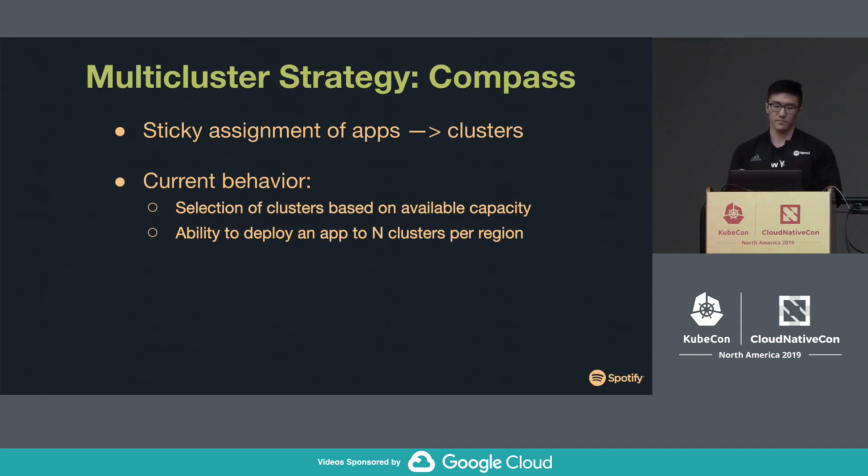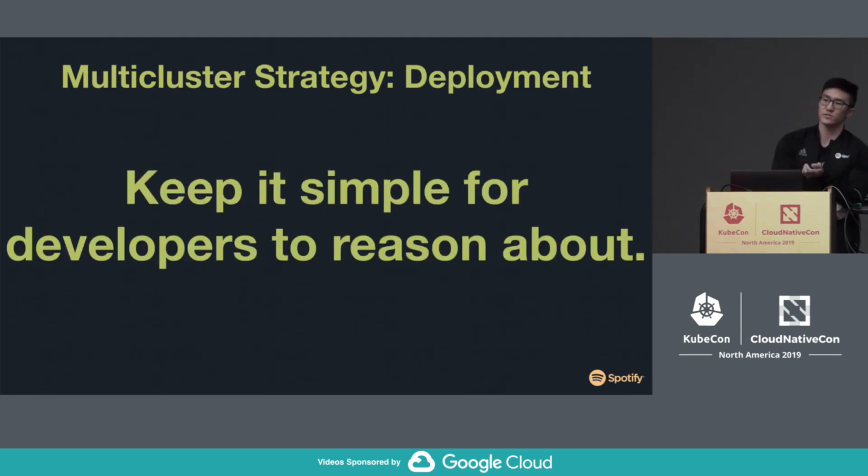The current behavior for Compass is that we select clusters based on available capacity, and we also added some features around reliability, like the clusters per region that I mentioned. Our guiding principle here was to try to keep it simple for developers to reason about. Even though we have a multi-cluster offering, what we assumed most developers cared about was the regional level, especially as their failure domain, not the per-cluster level. This has proven to be pretty true, and what we wanted to do on the deployment tooling layer was just ensure that their app is on some cluster in the region that they want to be in.